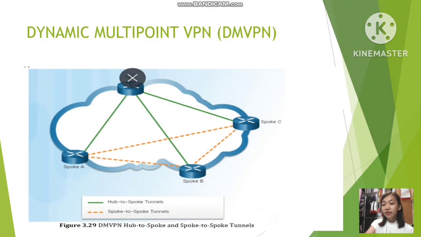Next, the other DMVPN is the hub-to-spoke and spoke-to-spoke tunnels. With this Dynamic Multipoint VPN, the DMVPN branch sites can also communicate directly with other branch sites. This is the hub-to-spoke and spoke-to-spoke tunnels.